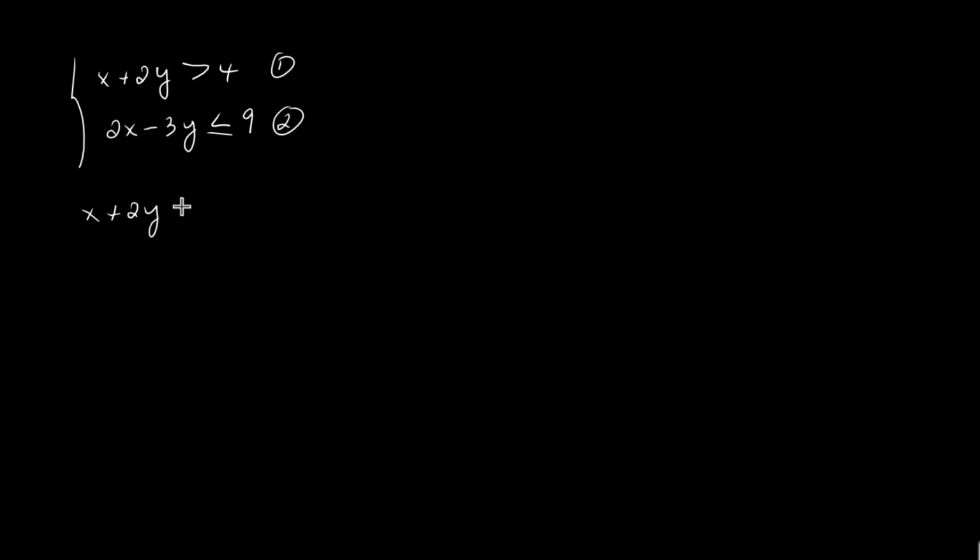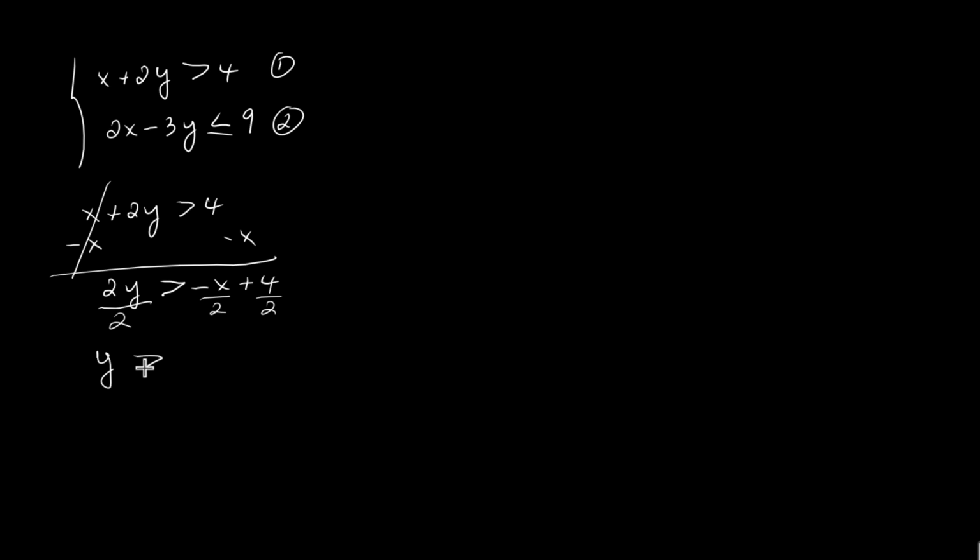Starting with the first one, x plus 2y is greater than 4. Subtract x from both sides. 2y is greater than negative x plus 4. Now divide everything by 2. Y is greater than negative 1/2 x plus 2.